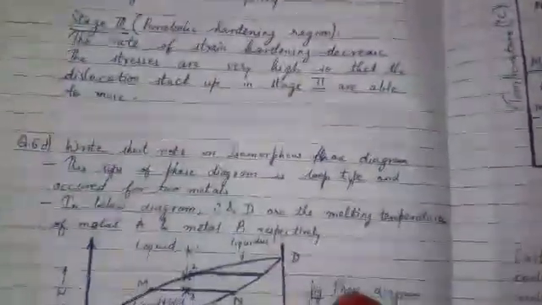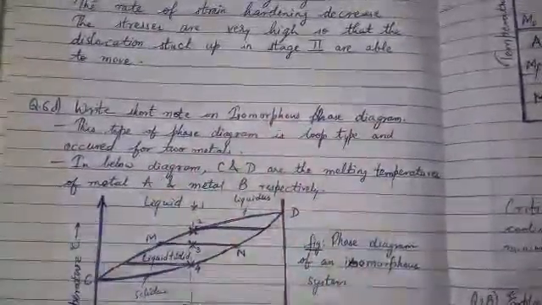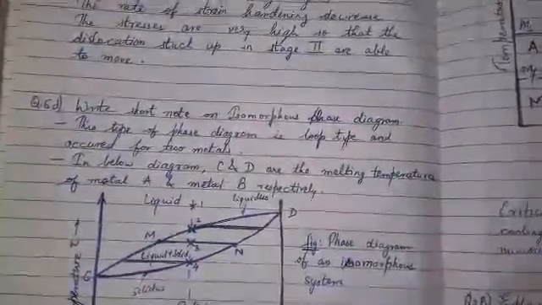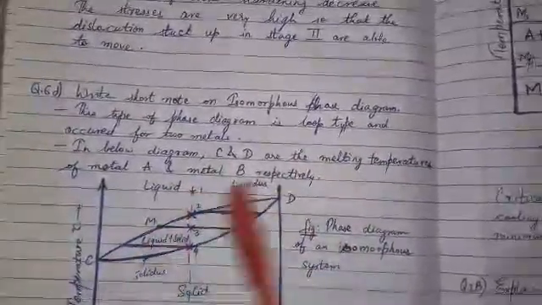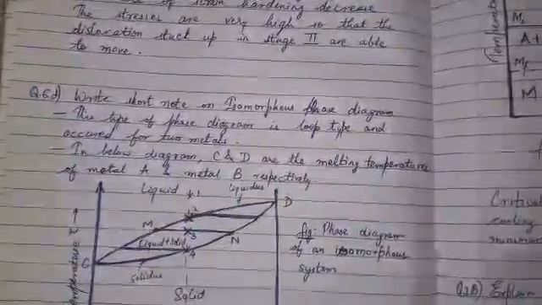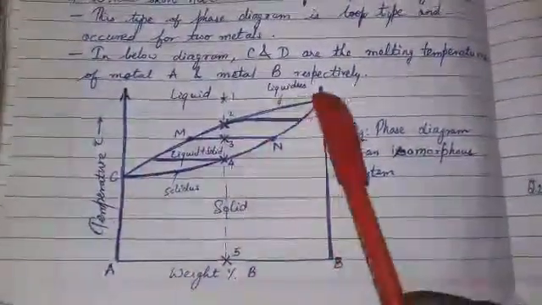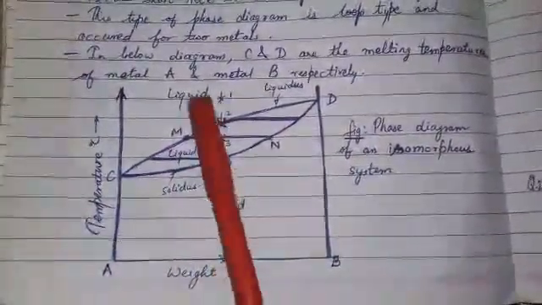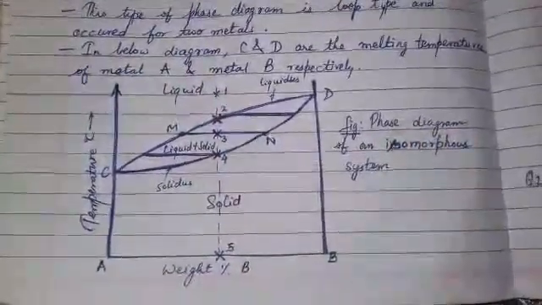Now question number 6D. Write a short note on isomorphous phase diagram. This type of phase diagram is loop type and occurs for two metals. In the diagram below, C and D are the melting temperatures of metal A and metal B respectively. As you can see over here, this is C and D, that is the melting point of metal A and metal B. So this is the solid phase, this is the liquid phase, and in between solid plus liquid. So this is the phase diagram.